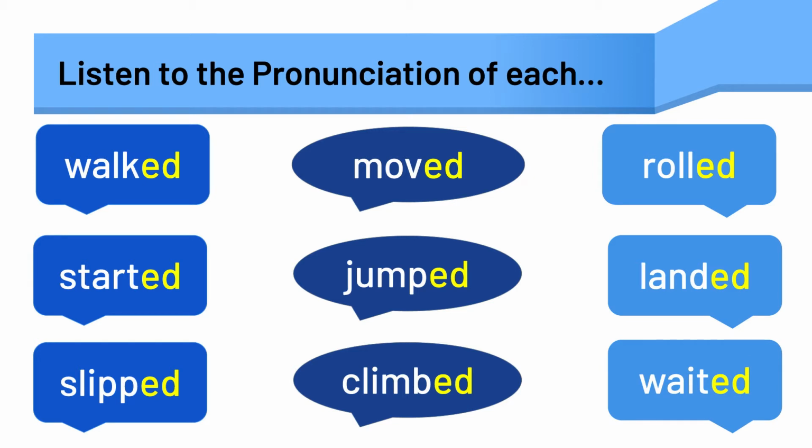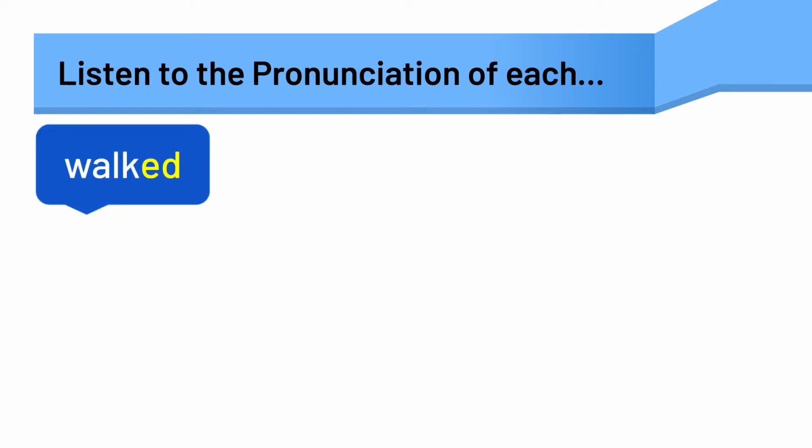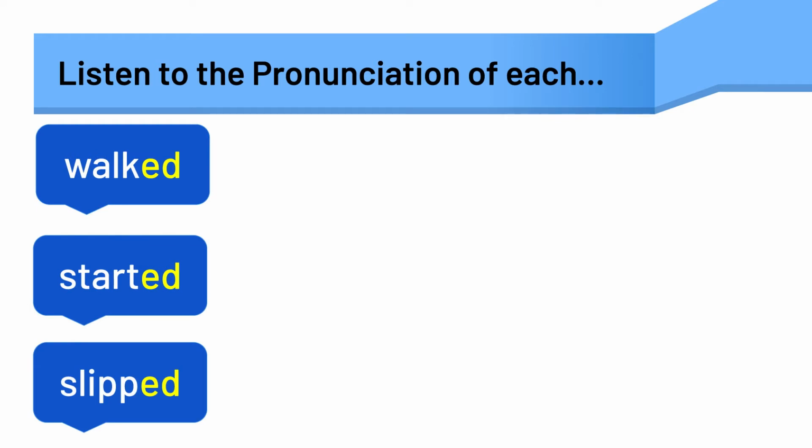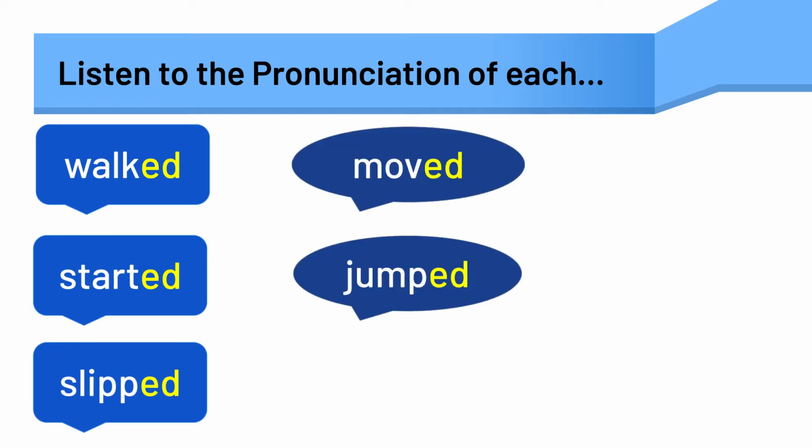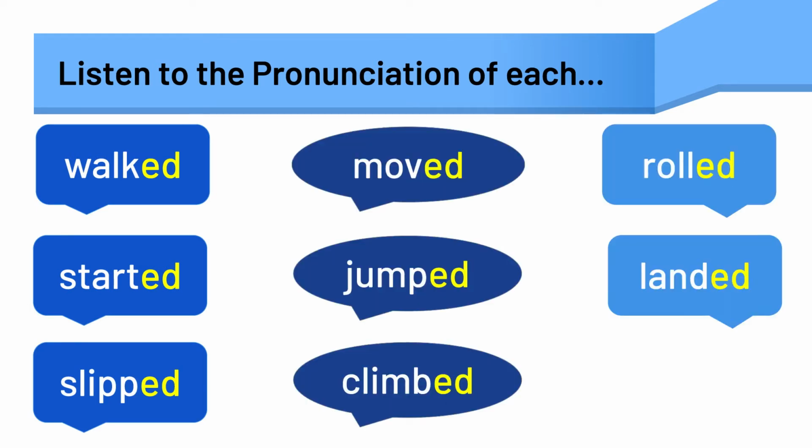Notice that each of the words ends in the final ed, but the verbs do not all have the same sound at the end. Listen to the words again. Walked, started, slipped, moved, jumped, climbed, rolled, landed, and waited. Fumi also wondered why the words sound differently.